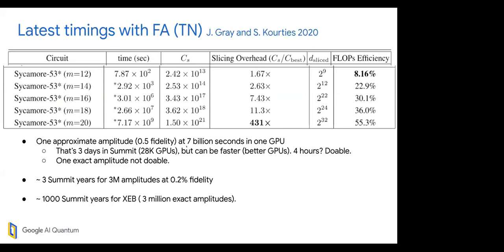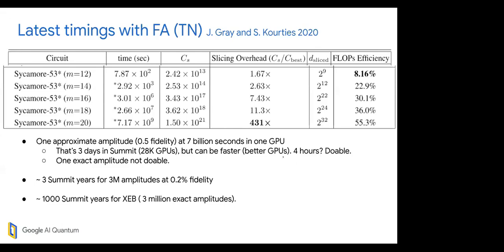And they calculate that it will take 7 billion seconds to calculate one amplitude with 0.5 fidelity. So that's 7 billion seconds. Now this is on one NVIDIA GPU. If you were gonna do this in Summit, which has 28,000 GPUs, that will take 3 days for one amplitude at 0.5 fidelity, but it will actually be probably lower for several reasons.